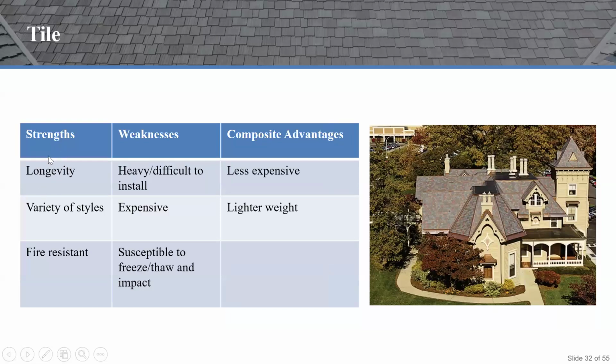Versus tile, it's going to be very similar to the comparison versus concrete. Strengths with clay tile: they do last a long time. Variety of styles, they're fire resistant. Okay. But the downside is they're heavy, they're very difficult to install. They can be very, very expensive. And again, susceptible to freeze thaw, impact. You get a hailstorm with a tile roof, and chances are you're going to be calling the insurance company or having a roofer out there to repair your roof. Whereas with your composites, they're going to be less expensive, lighter weight.